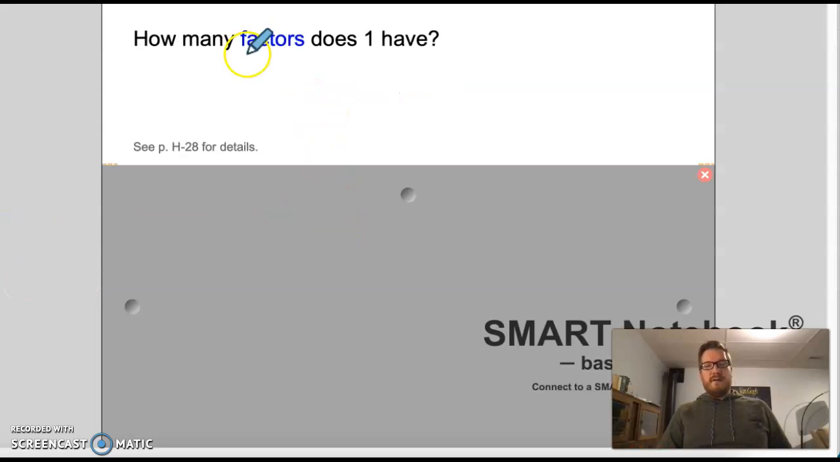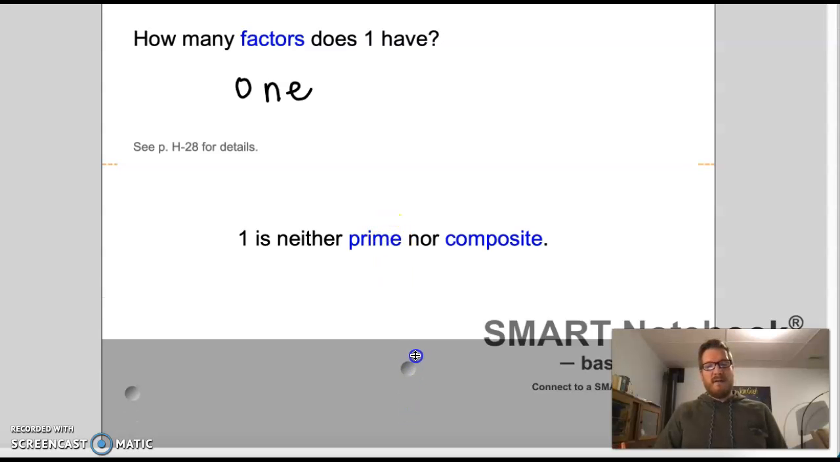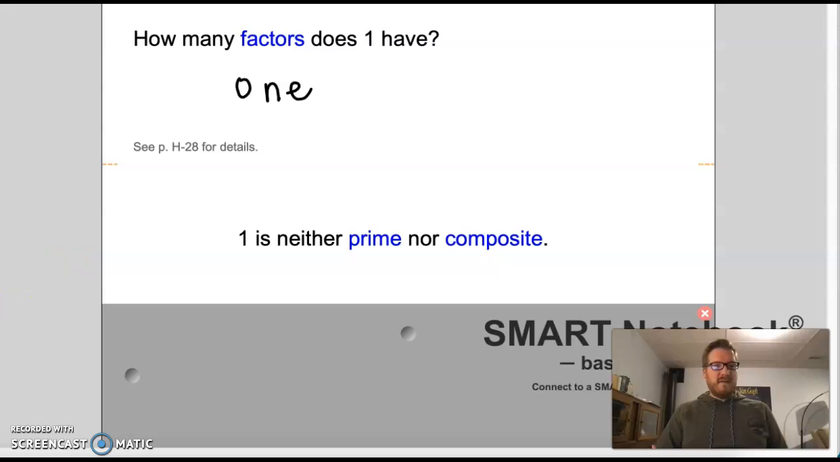I just alluded to this a second ago, but how many factors does 1 have? Interestingly enough, 1 only has 1 factor, and it's the number 1. So we say that 1 is neither prime nor composite. I can't actually remember if there is a classification for 1, but it's not a prime number, it's not a composite number. It's just the number 1.